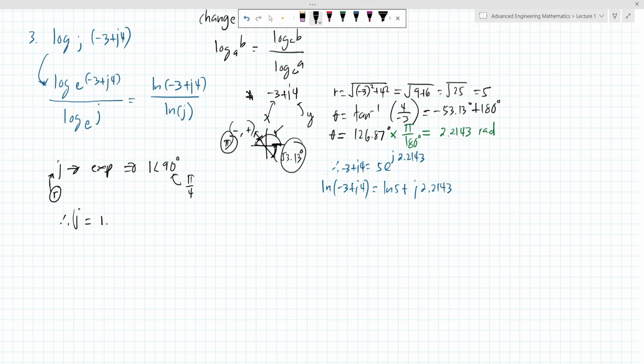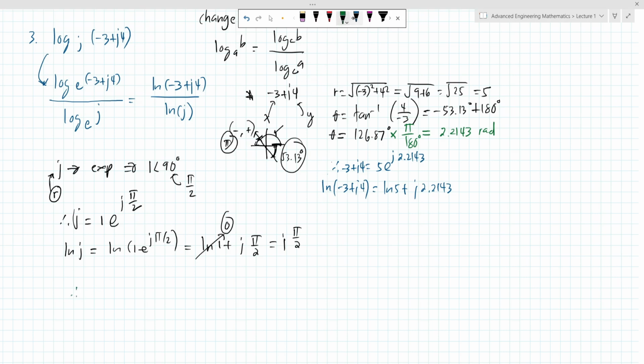Or you don't have to write 1. e raised to j pi over 2. So therefore, the natural log of j is the same as the natural log of 1 e raised to j pi over 2. Our r is 1, so ln of 1 plus j pi over 2. The natural log of 1 is obviously 0. So this simplifies to just j pi over 2.